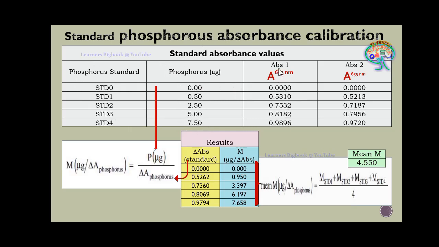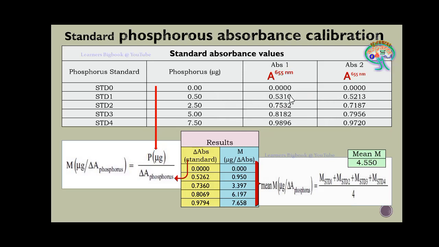Whatever absorbance is recorded here is considered as absorbance 1, and one more absorbance is also recorded. In the sense, a set of standards will be prepared and absorbance recorded, and one more set of the standards will be prepared and one more set of absorbance recorded. So both will be compared to see that the experiment has given the correct absorbance corresponding to the concentration of phosphorus we have taken for the reference.